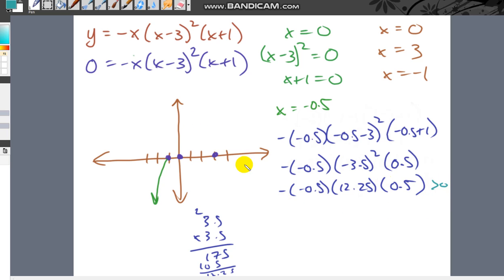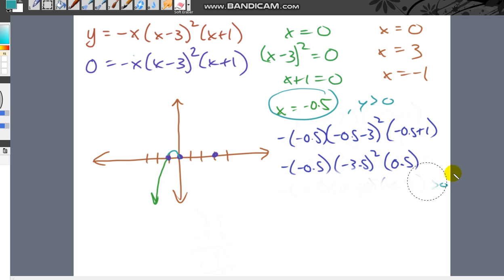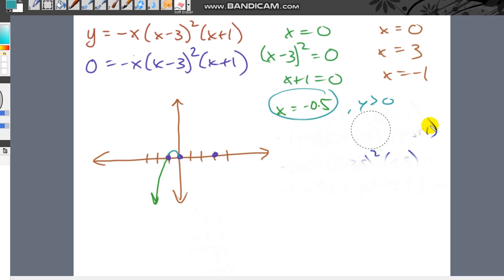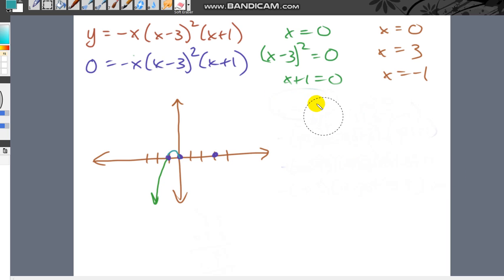This is greater than 0, so this means that at x equals -0.5, y is greater than 0. So this part is going to be above the x-axis. That's all we need to know, that that part is going to be above the x-axis. Okay, let's do a few more. We need to choose a value between 0 and 3. Let's try 2.